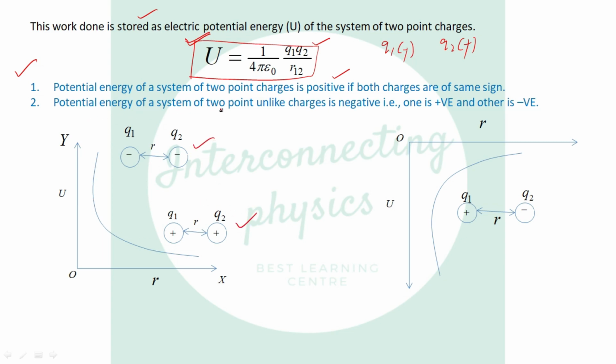And the potential energy of the system of point charges is negative if two charges are of opposite sign. Means if Q1 is positive and Q2 is negative, then positive times negative will be negative and the potential energy will be negative. And this is the graph when both charges are of opposite sign.